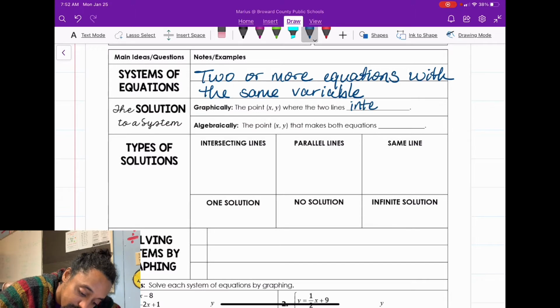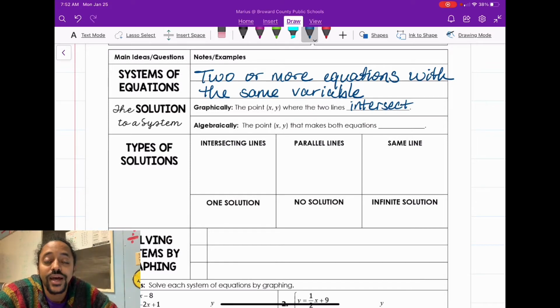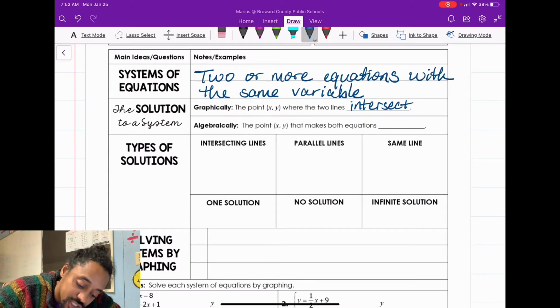So if you're looking at a graph of a system of equations and you're trying to identify the solution, you want to identify the place where those two lines intersect. Now, if you're doing it algebraically, it's the point x, y that makes both equations true.